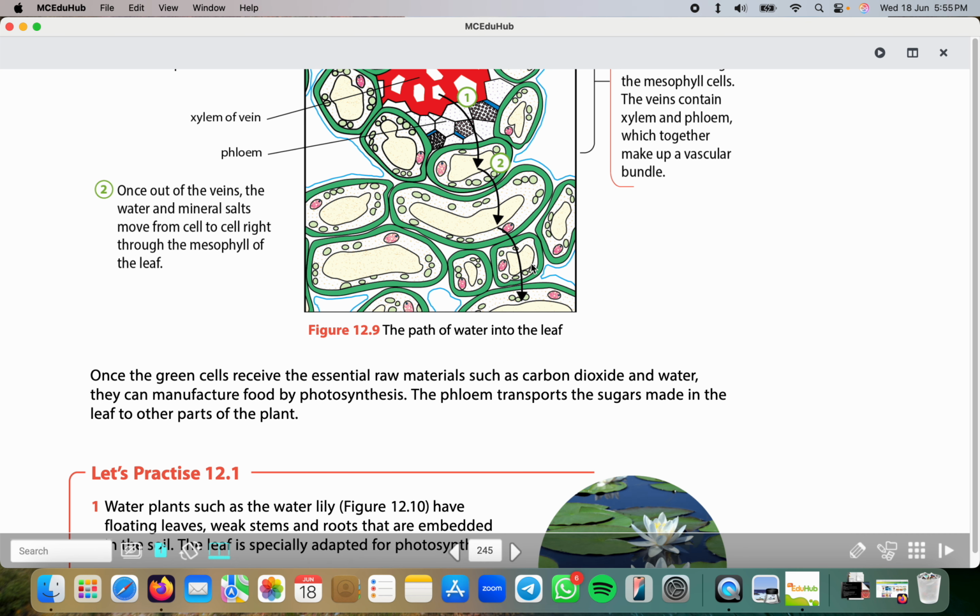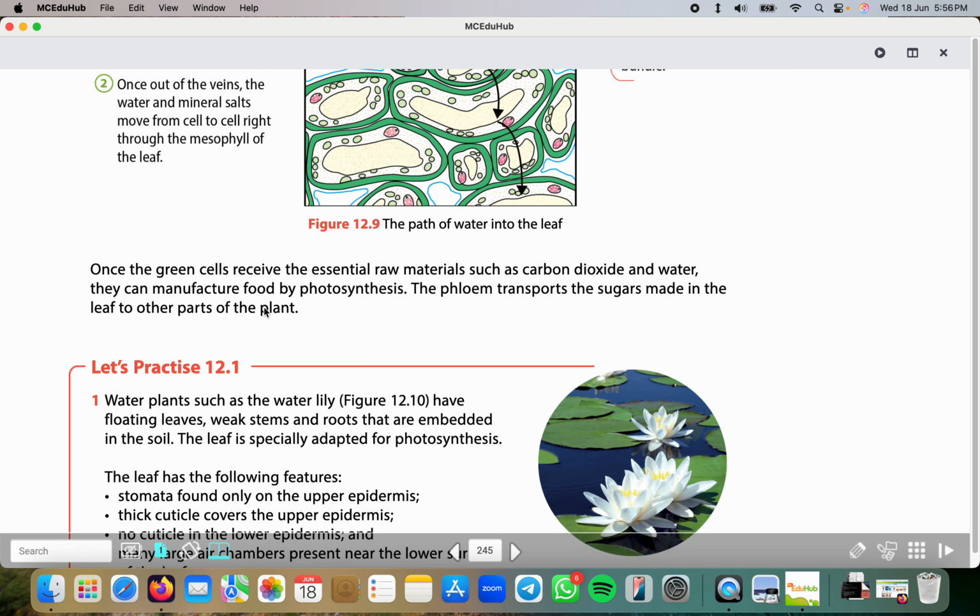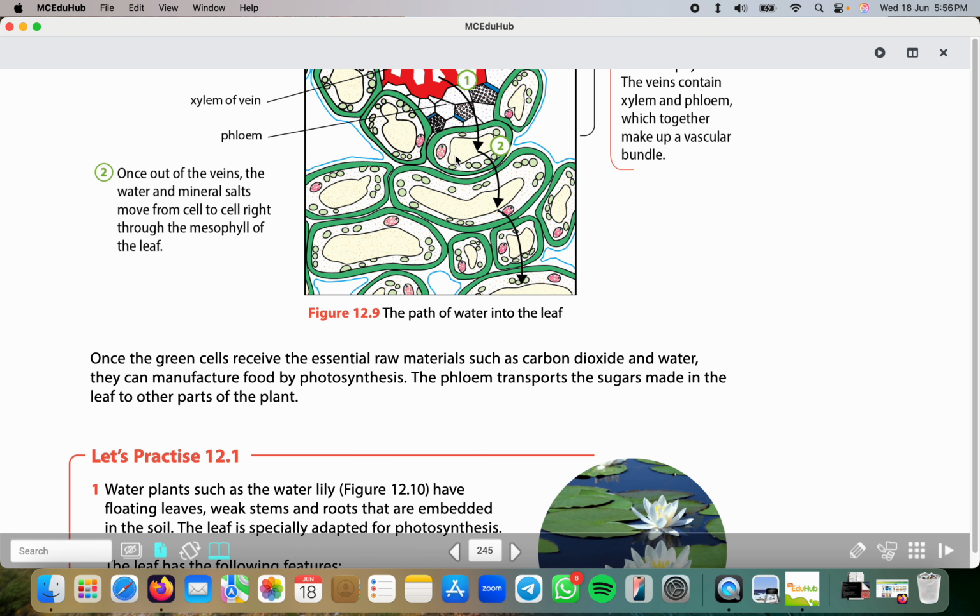Okay, so now the cells have received their raw materials. They have their carbon dioxide, they have the water. They can now start to produce their glucose by photosynthesis. And then the phloem, which is over here, would then transport the sugars, usually it's not glucose, usually converted into other things like sucrose, from the leaves to the rest of the other parts of the plant, like the stem and to the roots.